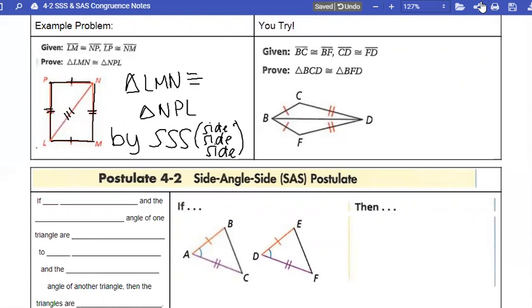So I want you to look on your right side. It says, given that segment BC is congruent to BF, so BC is this one tick mark, BF is the one tick mark. They're both congruent. CD is congruent to FD, so these both have two tick marks. Is triangle BCD congruent to triangle BFD? You're trying to prove them. So you have to tell me, are they congruent and how?